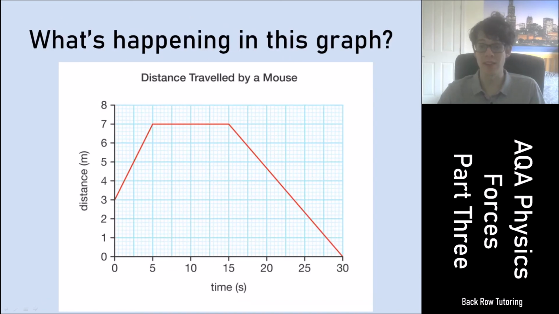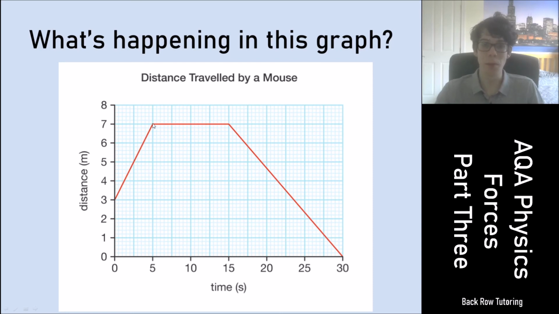What's happening in this graph? Well, you can see that at 0, the distance is 3 metres. So when we have started, let's say, the stopwatch, the mouse is 3 metres away. Then, between 0 and 5 seconds, the mouse is running away from us, because you can see that the distance is getting bigger.